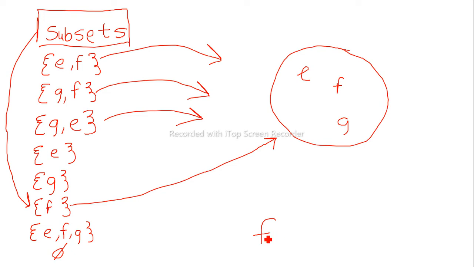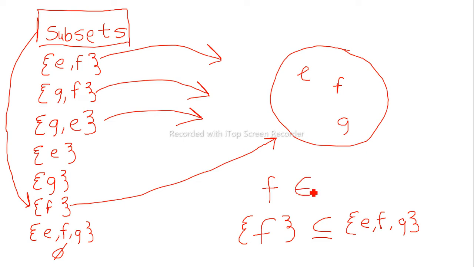If I just put F itself like this, is it a subset? No. You have to have the curly brackets. Then I can say that the set containing F is a subset of this set. Without the curly brackets, F is not a set, but F is an element of it. It's just F is an element inside this set. That's a very important difference.